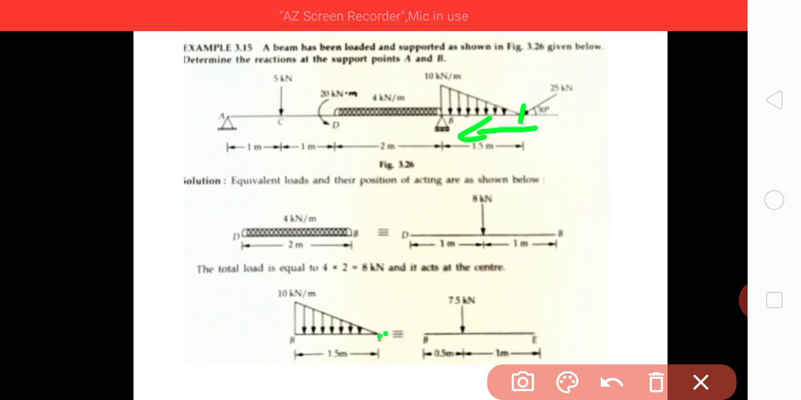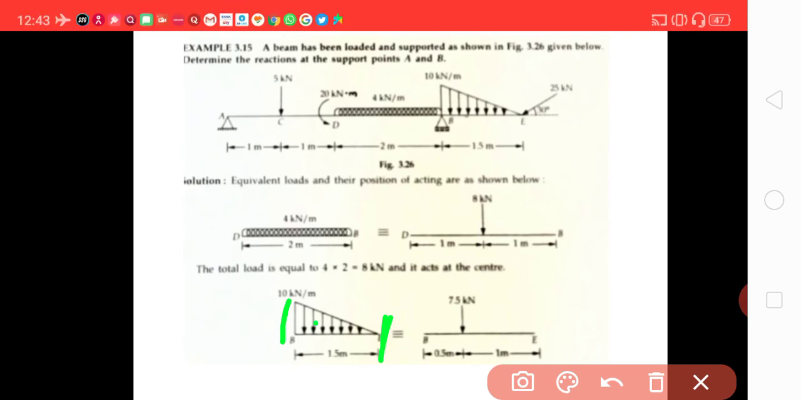So total length is 1.5 meter. So the total load will be height into base divided by 2. That is 1.5 into 10, that is 15, divided by 2, that is 7.5 kilonewton, which will be acting at where? At 1/3 from here or 2/3 from here. So 1.5 into 2/3, this is somewhere here. So it is 0.5 meter from here or 1 meter from here, from E.